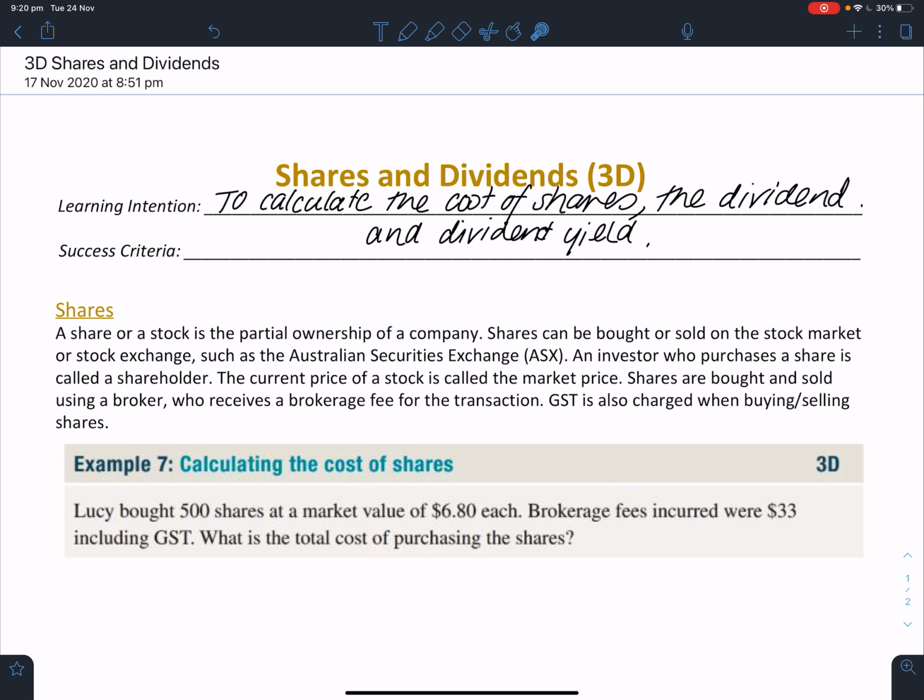Students often struggle with this exercise, I think mainly because of the terminology. Students get confused as to the difference between a dividend and a dividend yield. It's all new language that we don't really use and we don't hear often, so it's easy to get it mixed up. So just pay special attention when you're doing this exercise.